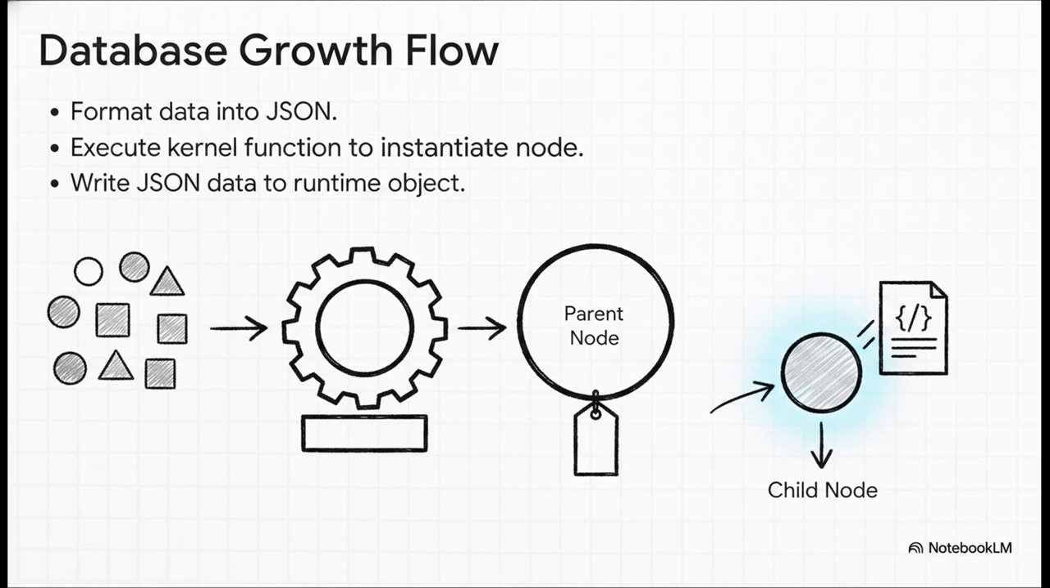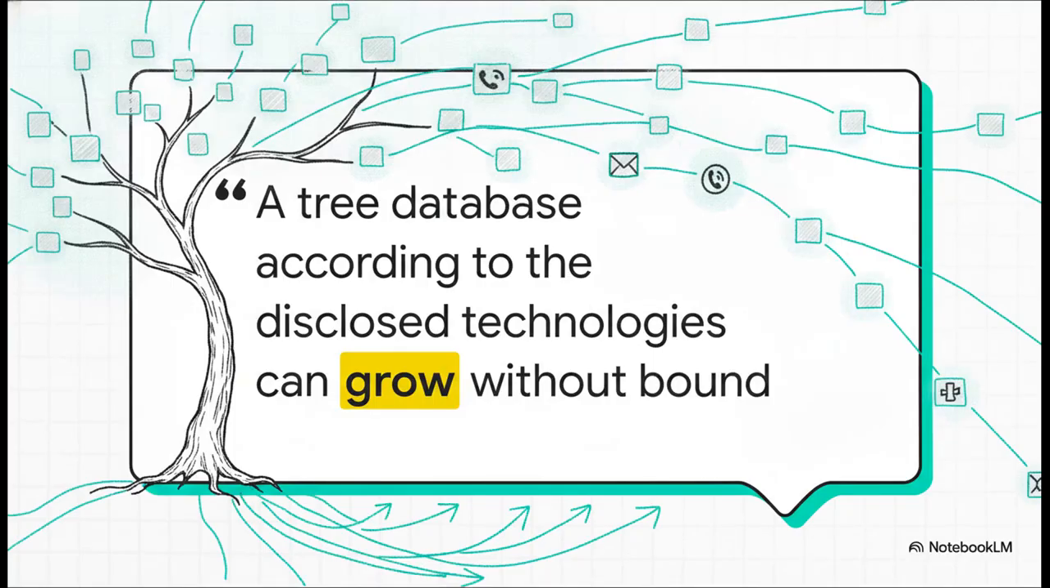After that, it executes a kernel function to physically instantiate a new child node. And finally, it writes the JSON data directly into this new live runtime object. The parent node is actively growing the tree, securely logging that message data straight into the hierarchy. And the patent makes a pretty bold claim about this. It states that a tree database using this technology can grow without bound, limited only by the available hardware resources.